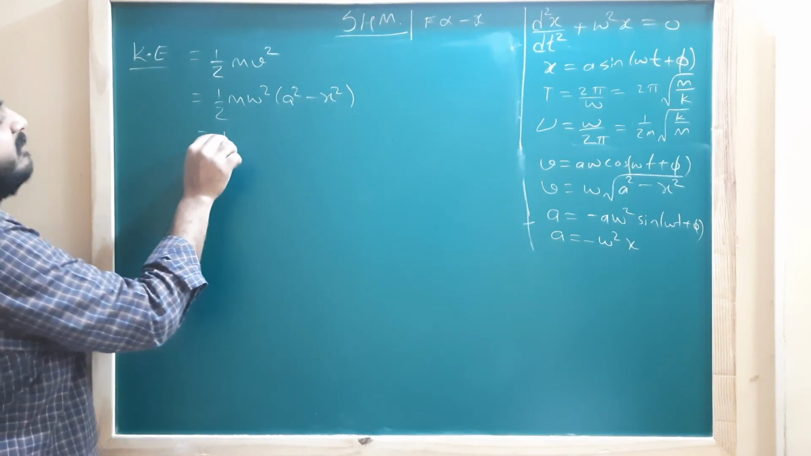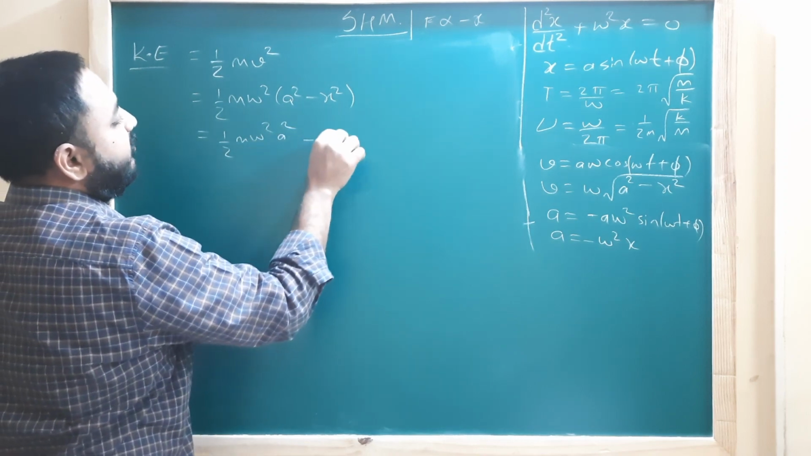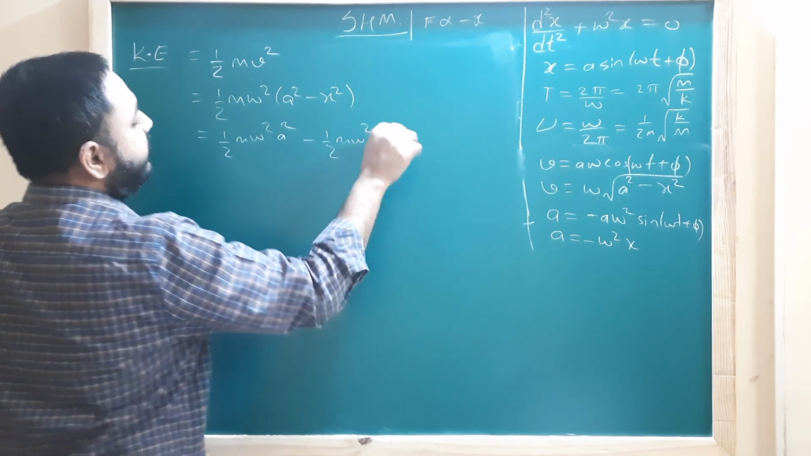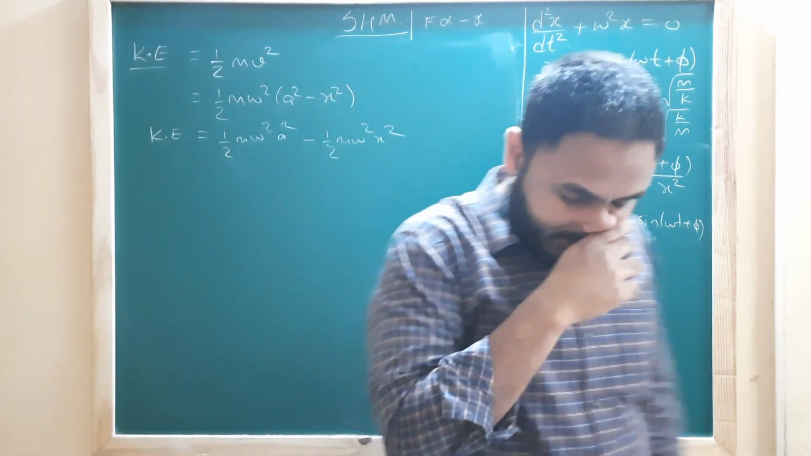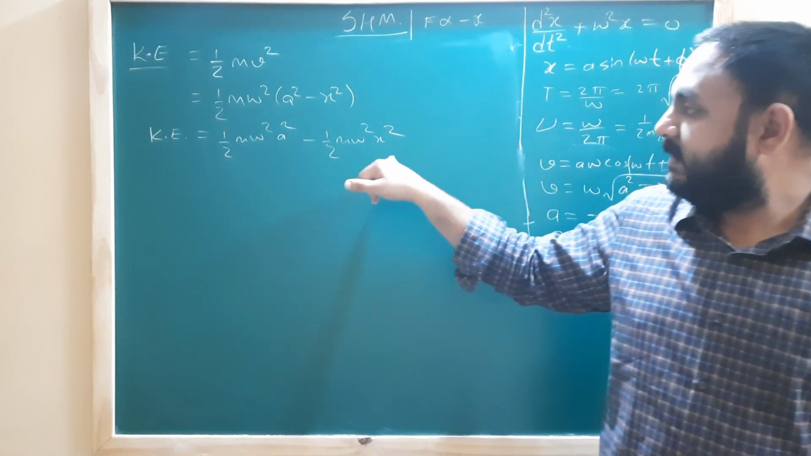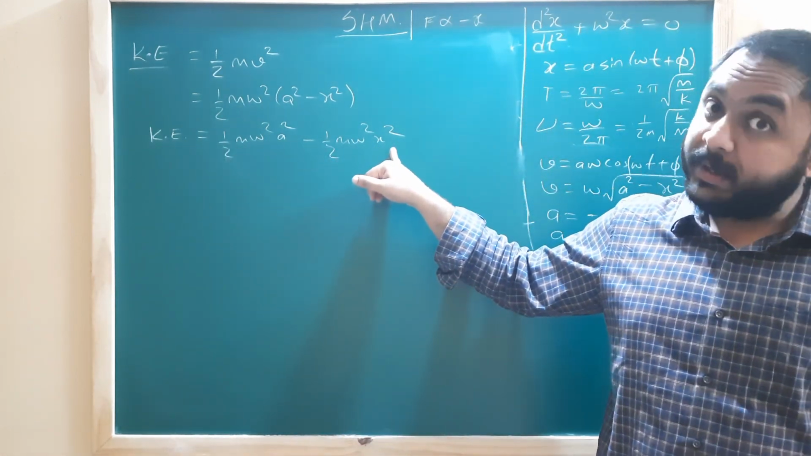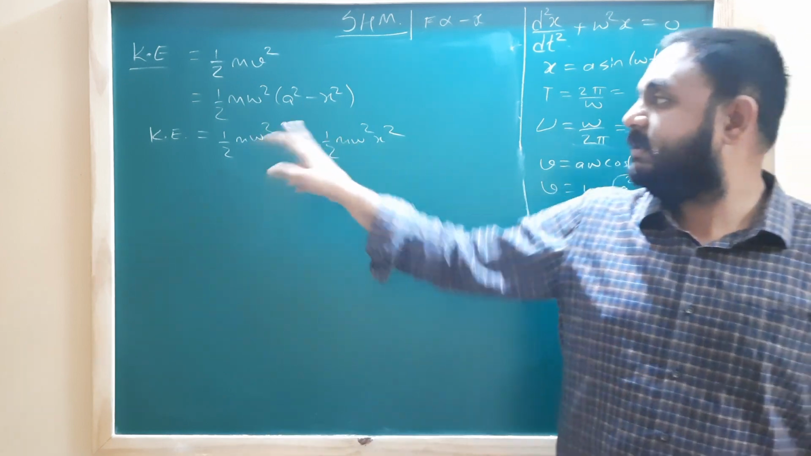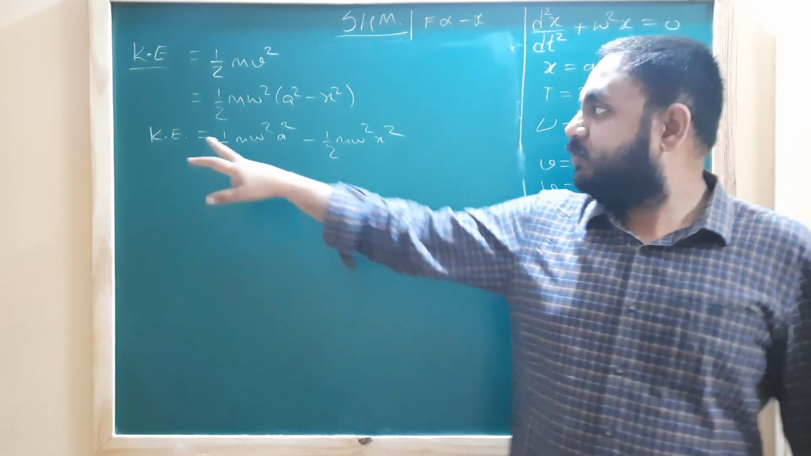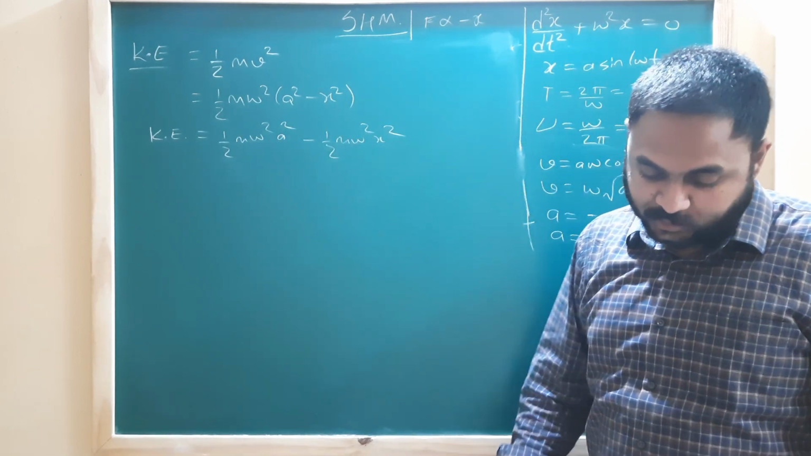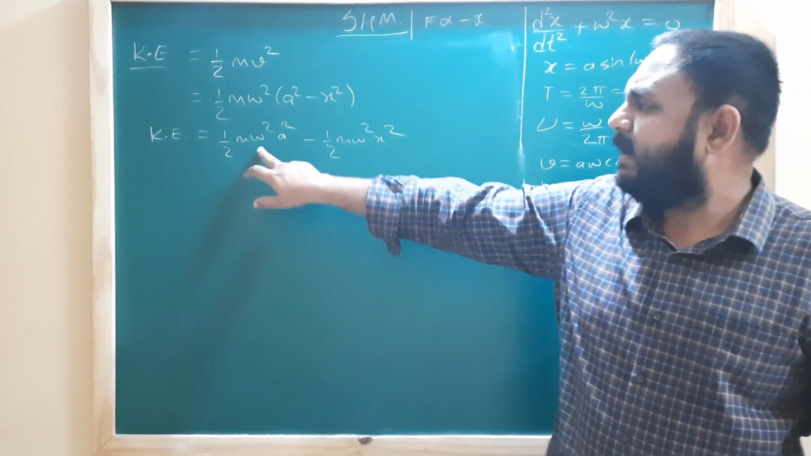So if we just open this, we will have half m omega square a square minus half m omega square x square. That is the kinetic energy. Now, kinetic energy का x के साथ कैसा डिपेंडेंसी है? Kinetic energy is directly proportional to the square of x. And we know whenever something is the square of something, the shape should be a parabola. So this kinetic energy graph has to look like a parabola, and this is nothing but a constant.